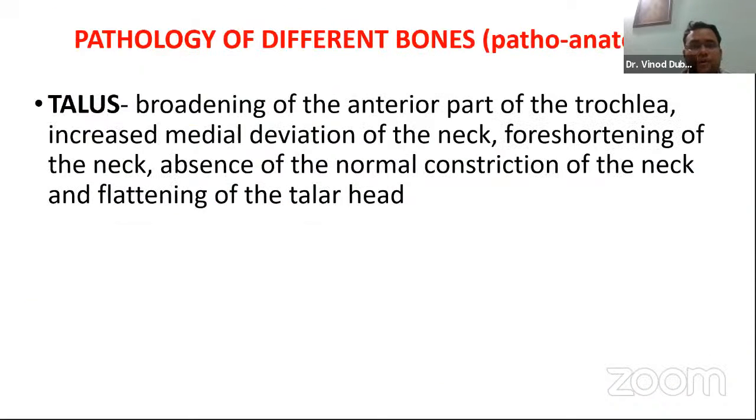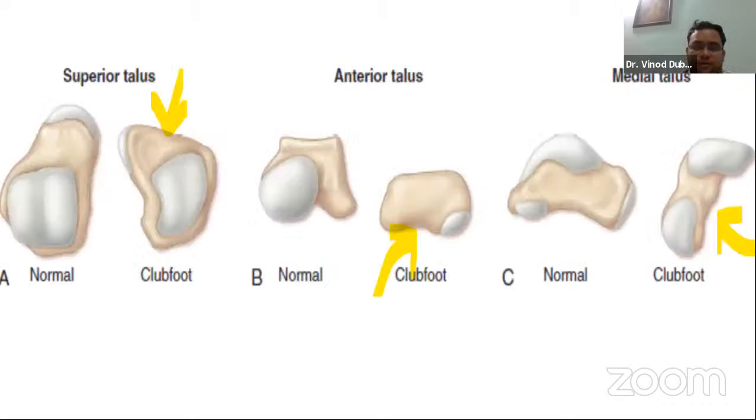So the most common pathology seen is basically in the talus. Talus is a bone. The most common deformity seen is of the talus and talonavicular joint. The talus is shortened. It is short, broad, and medially deviated, and the neck is short like this. You can see in this picture.